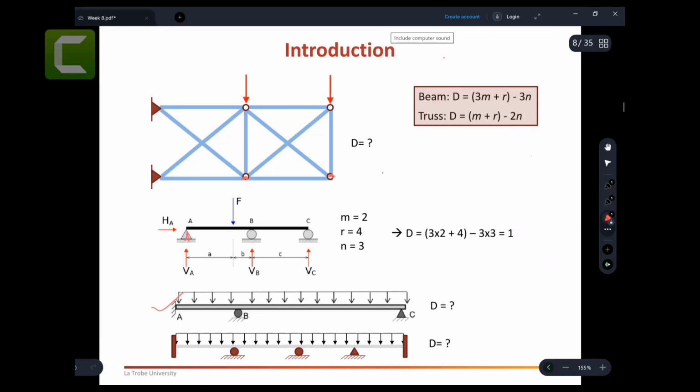All right, now let's check. We're going to use this equation, D equals 3m plus R minus 3n. How many members? You got member 1, member 2. So 3 times 2. How many reactions? 3 reactions here, 1 reaction here, and 2 reactions here. So 4 and 2, so 6 reactions. How many joints? Joint number 1, joint number 2, joint number 3. So 6 plus 6 minus 9, 12 minus 9, 3.